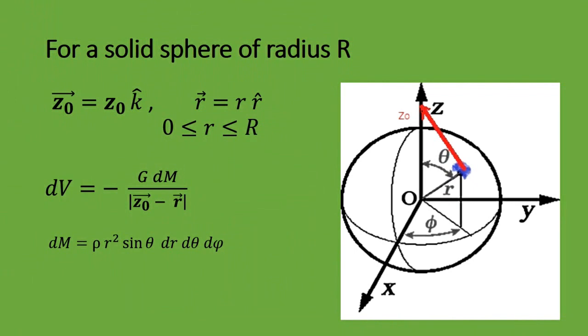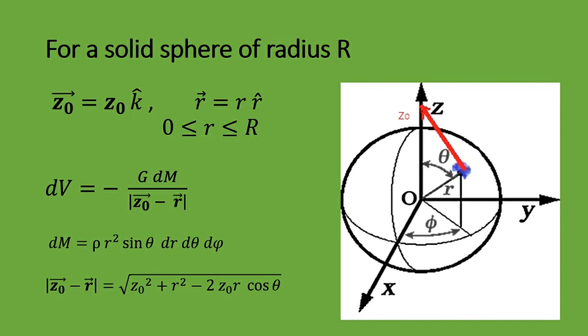So the mass of the small blue piece is equal to the density, the mass density, times the small element of volume. Now we know that in spherical coordinates, the element of volume is equal to r squared sine theta dr d theta d phi. So now we know how to write the small mass of the blue piece. What about the distance?